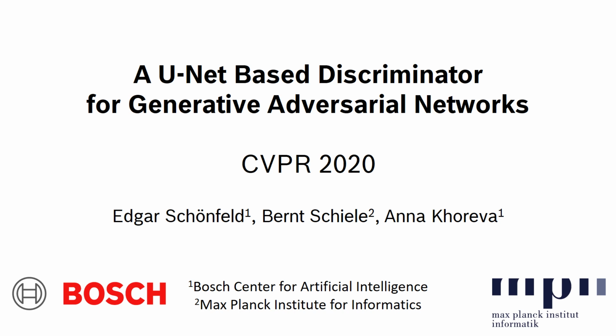We present a unit-based discriminator for generative adversarial networks. Our work introduces a new discriminator architecture for improved image generation with GANs.